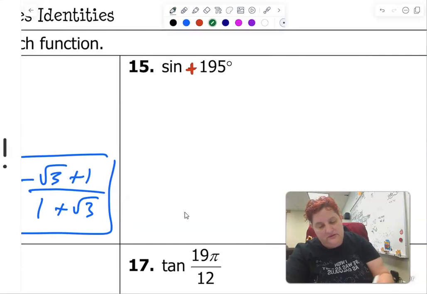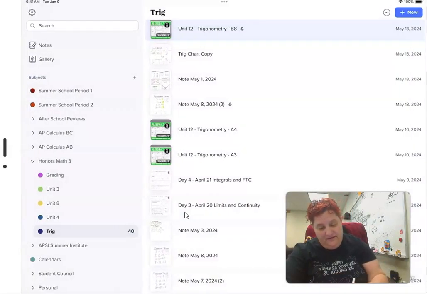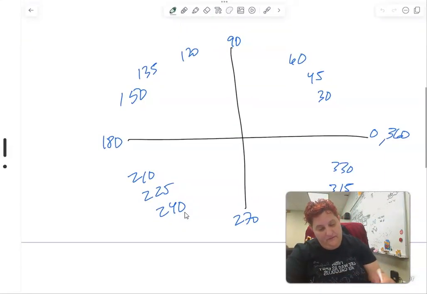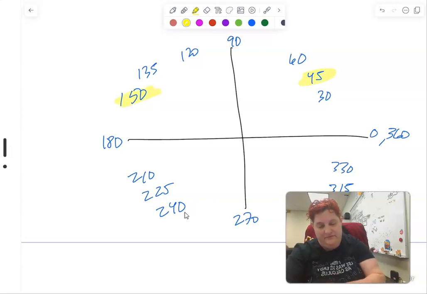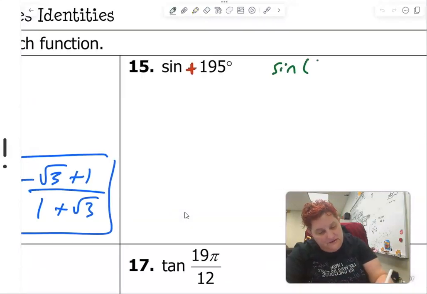195, same thing. Let's look at numbers on our chart that are going to give us 195. Let's see here. 45 and 150 will work. 45 and 150. Okay? So I'm going to write this as 150, 45. And then I look at the sign.